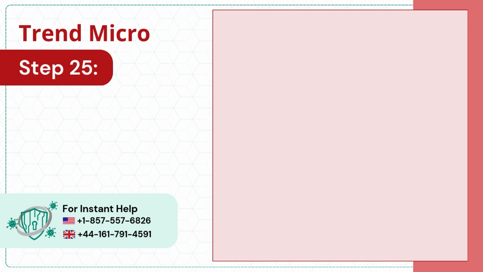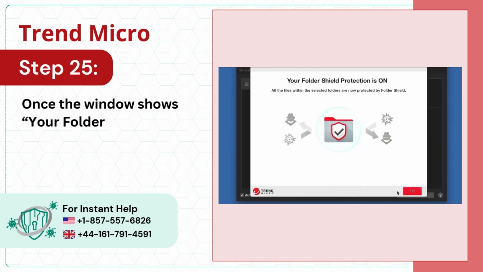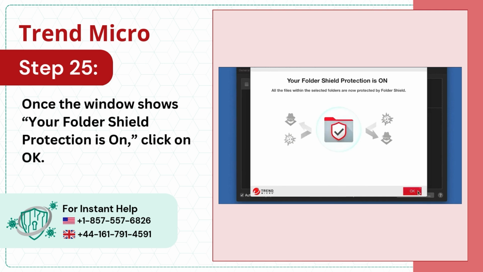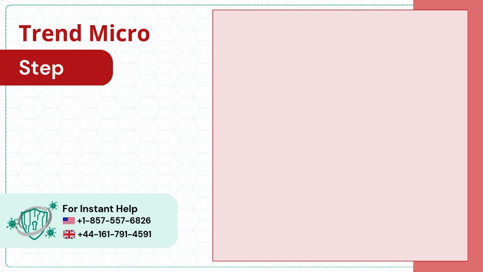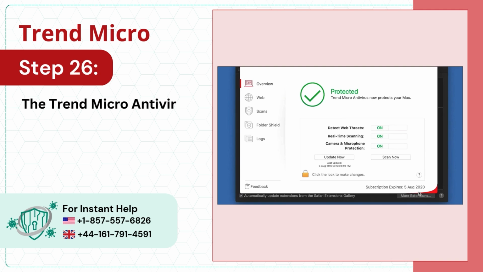Step 25. Once the window shows your folder shield protection is on, click on OK. Step 26. The Trend Micro Antivirus window will display protected.